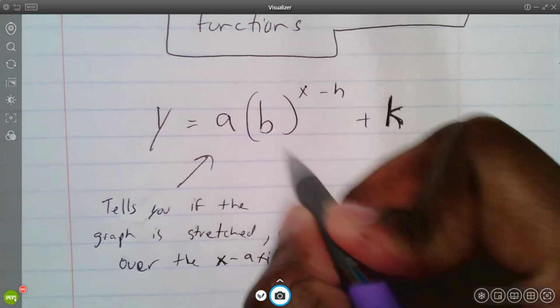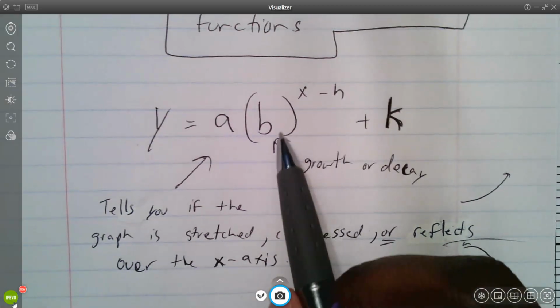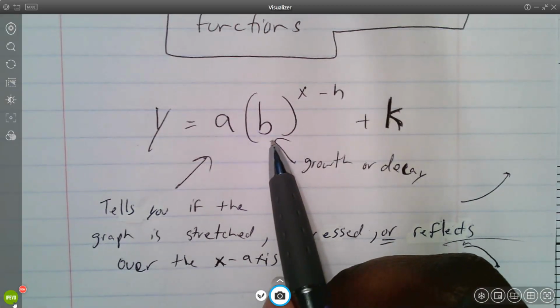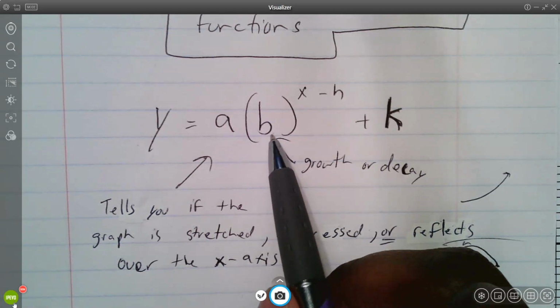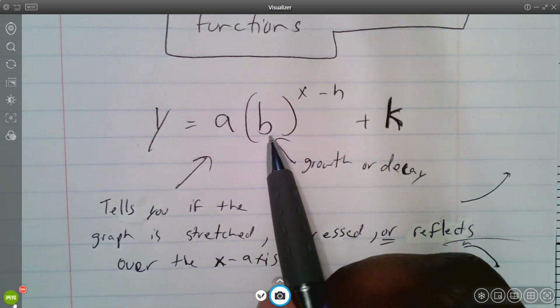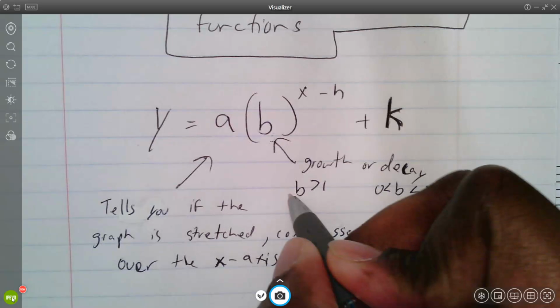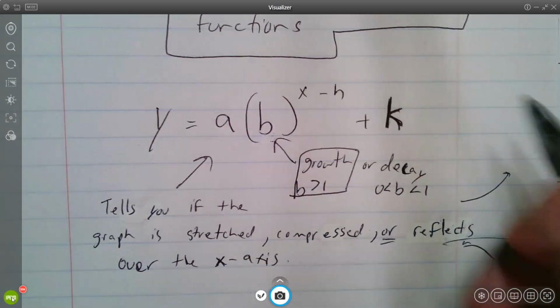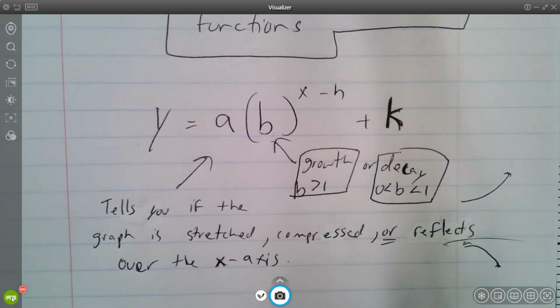The b value tells you whether it's growth or decay. So if that's bigger than 1, that's exponential growth. If that's in between 0 and 1, like 0.5, 0.3, 0.75, any fraction or any number like even 1/2 or 3/4, any number between 0 and 1, it's decay. So just to be clear, it's growth if b is greater than 1. It is decay if b is in between 0 and 1.